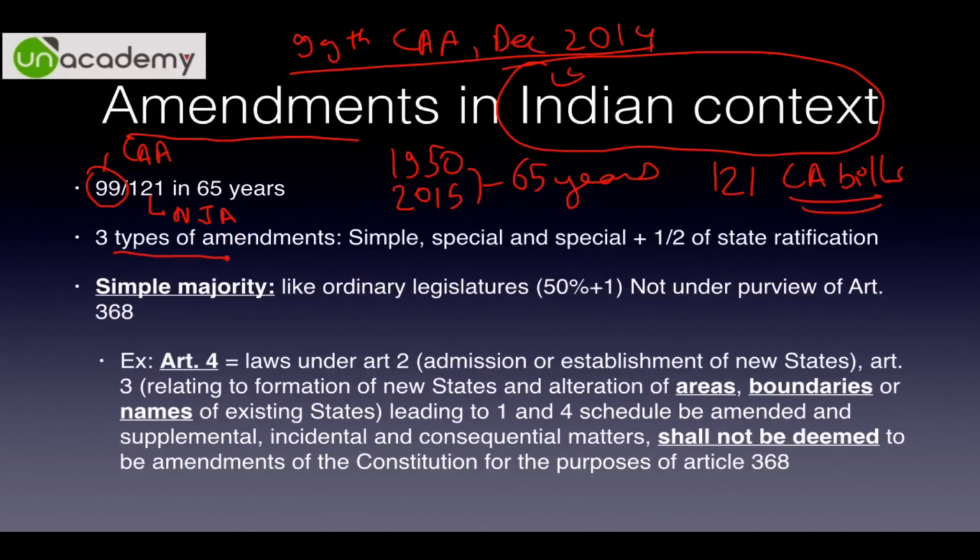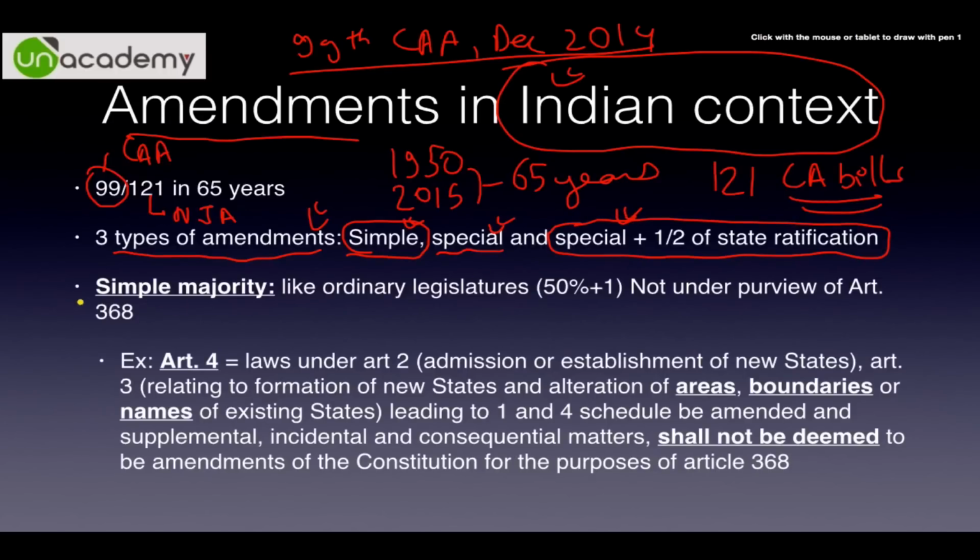Now, three types of amendments are there in the Indian Constitution. It can be done by a simple majority, it can be done by a special majority, or it can be done by a special majority plus ratification by half of the states. Is that absolutely understood? What does it deal with? Simple majority means any ordinary law. How do you pass it? More than 50% of members present and voting.